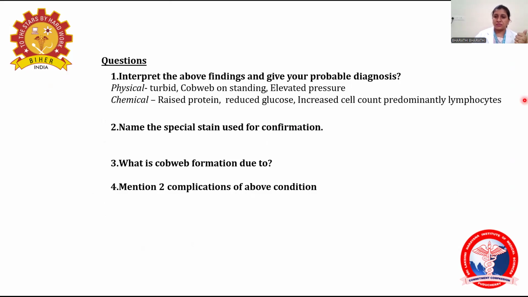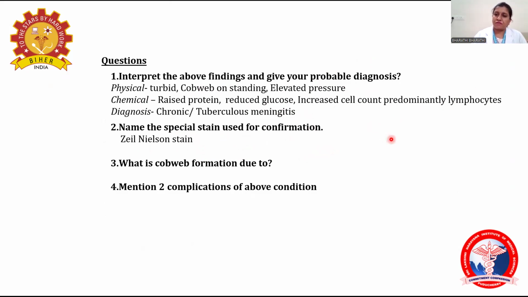So, what are the conditions? Cobweb, elevated pressure, raised protein, turbid, and predominant lymphocytes. So, it is a chronic, tuberculous infection. What is the special stain used for confirming TB? We go for Ziehl-Neelsen stain, that is for acid fast bacteria.